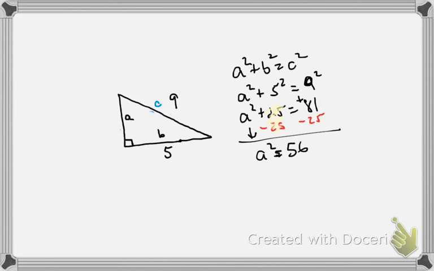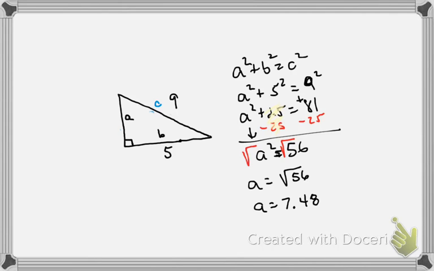Alright, just like before, how do I get rid of the square? I'm going to do the square root to both sides because it's the opposite of square. And so when I do this, I get A equals the square root of 56. Well, I know it's between 7 and 8, because 7 times 7 is 49 and 8 times 8 is 64. So the square root of 56 is 7.48.